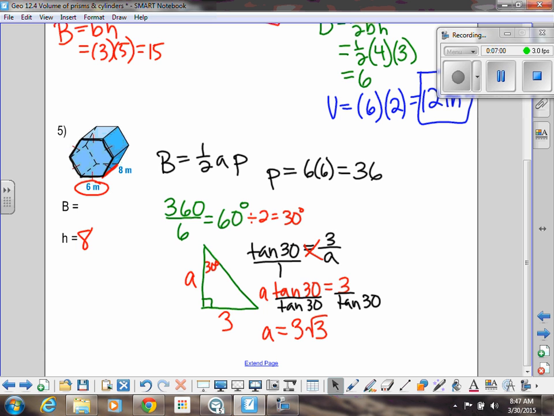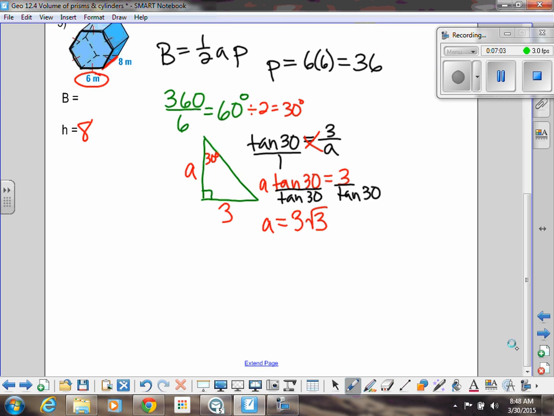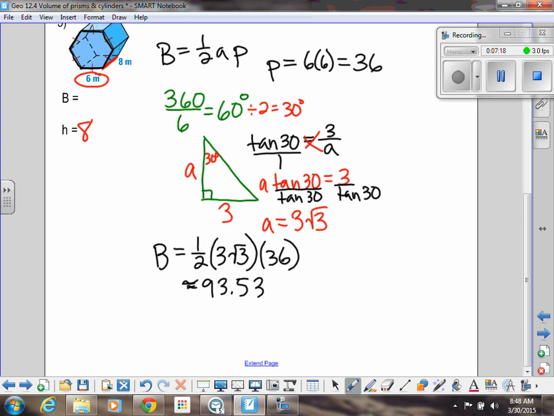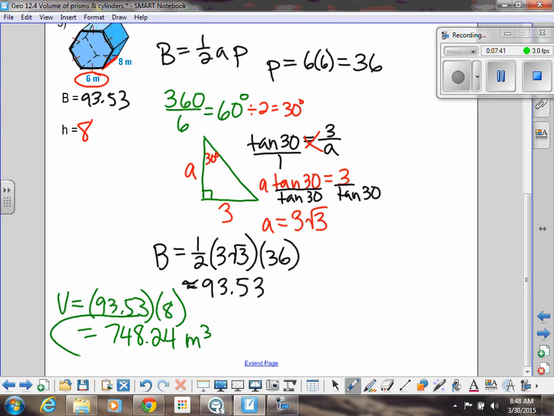Okay, so we have our apothem and we have our perimeter, so we're ready to do the area of the base. So I'm going to do 1/2 times 3 root 3 times 36. And then that gives me 93.53, and I've rounded. So I should do approximately that. So my base is 93.53, and I have my pieces for my volume. So to do volume, all I'm doing is area of the base, that's 93.53 times 8. And that gives me about 748.24 meters cubed. So that's my volume.